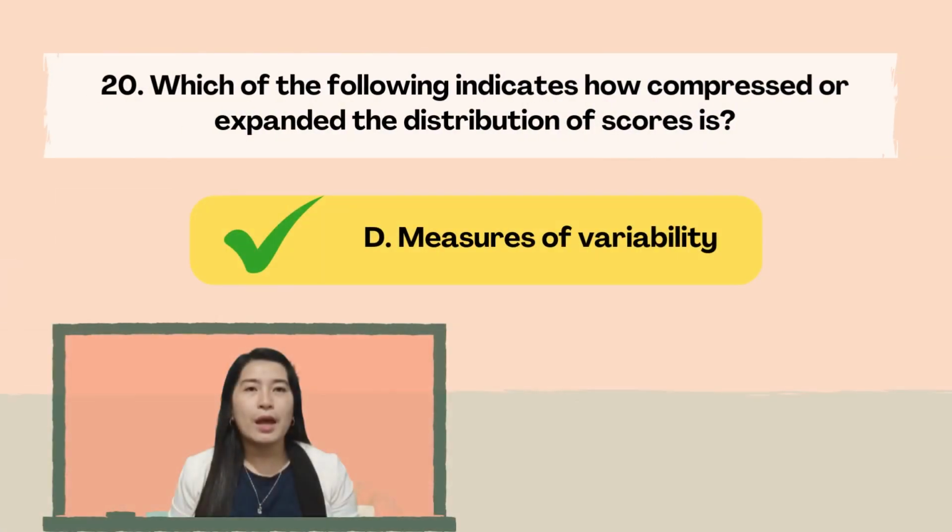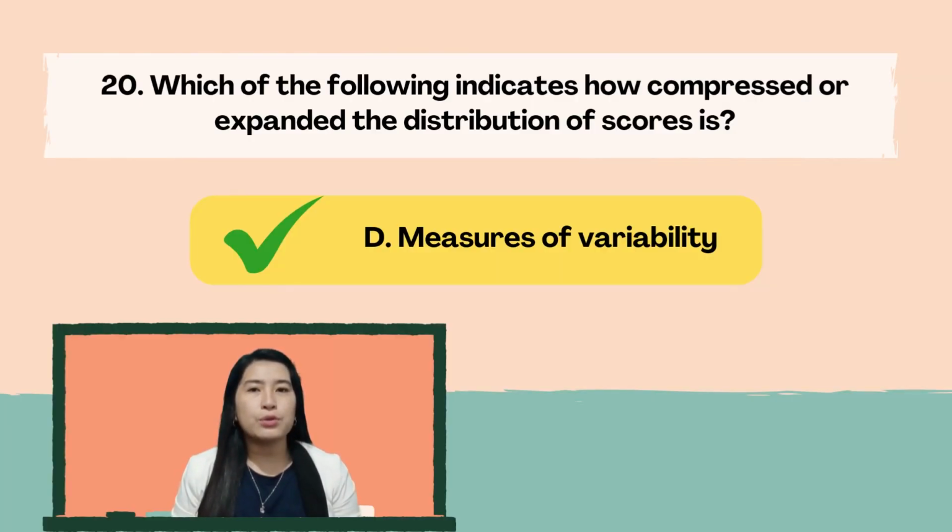So the answer is D, measures of variability. Variability tells us how spread out or close together the scores are. If the scores are very close, the distribution is compressed. If the scores are very far apart, the distribution is expanded. So, to describe how wide or narrow the scores are, we use measures of variability, like range, variance, and standard deviation.